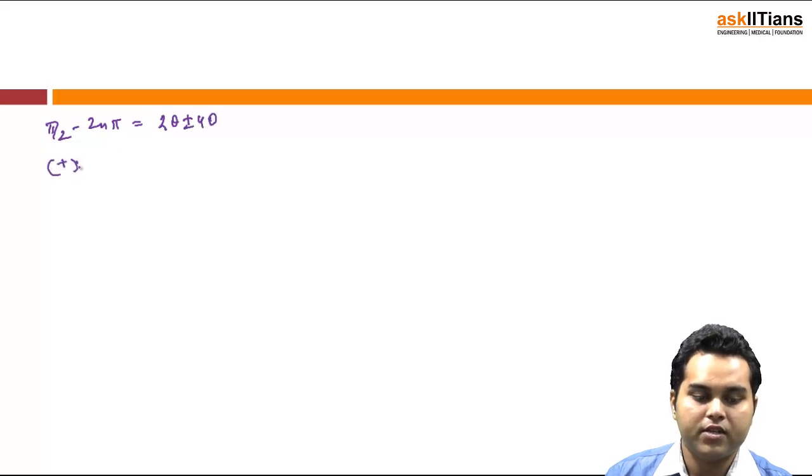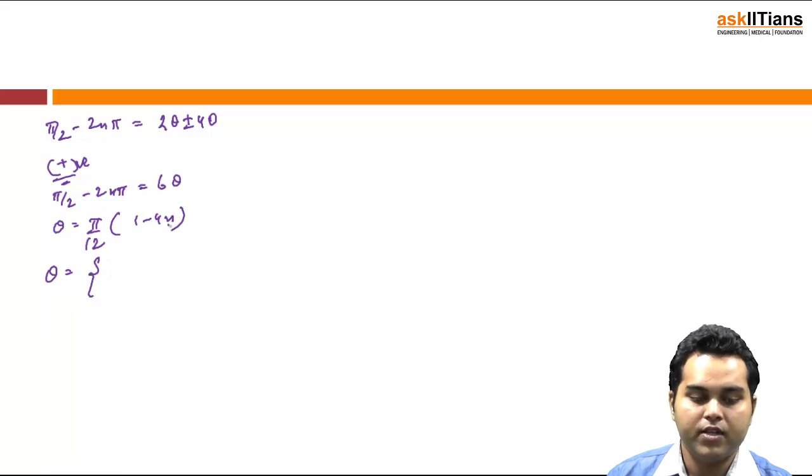So I will consider the positive sign here, which would give me pi by 2 minus 2n pi is equal to 6 theta, and theta would be equal to pi by 12 of (1 minus 4n). So theta would be giving me values if I put various values of n here. If n is equal to 0, I would get pi by 12. If I put n is equal to 1, I would get 1 minus 4, that is minus 3 pi by 12, that is minus pi by 4. If I put n is equal to 2, I would get 1 minus 8, so that would again be a negative value, that is minus 7 pi by 12, which would be before minus pi by 2.